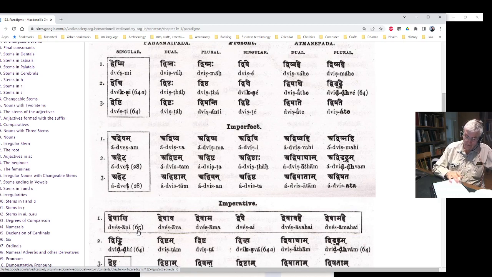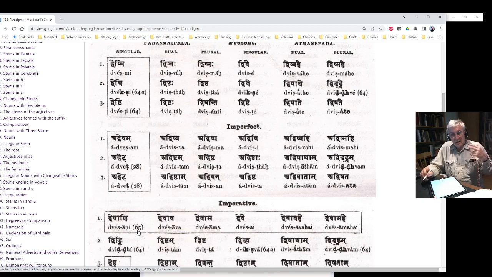Let's just turn the page. Let's look at this root, jña, to know. And as we know, this is a ninth class. It adds the na, the infix na. It's called the kri class. Kri root, krīṇāmi, I buy, Pali kiṇāmi. This is a ninth class.